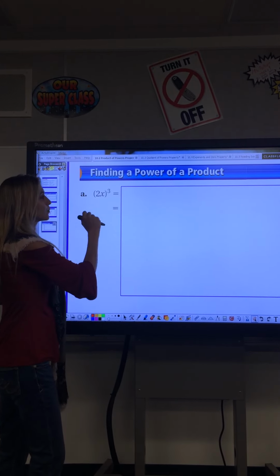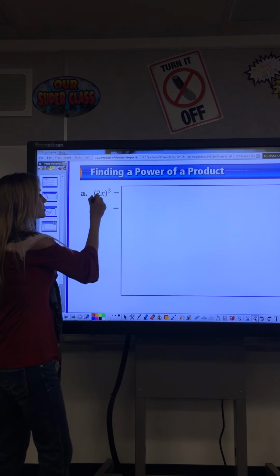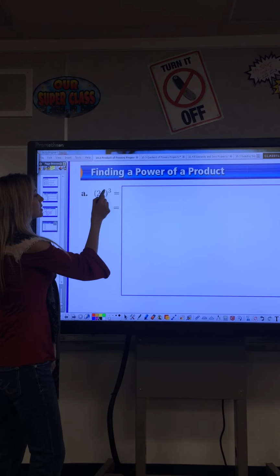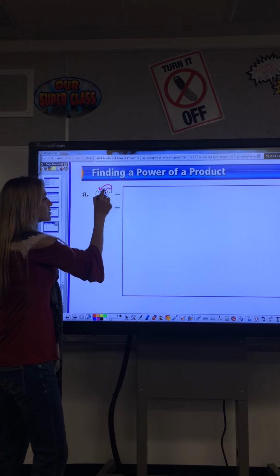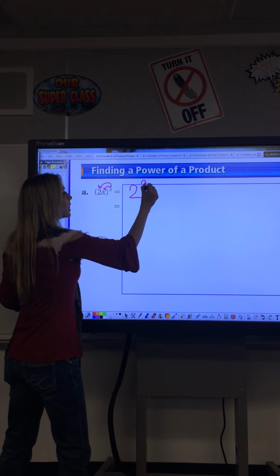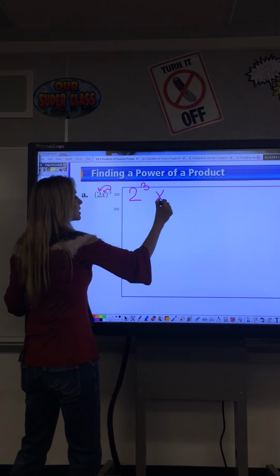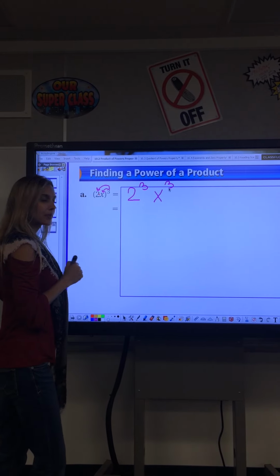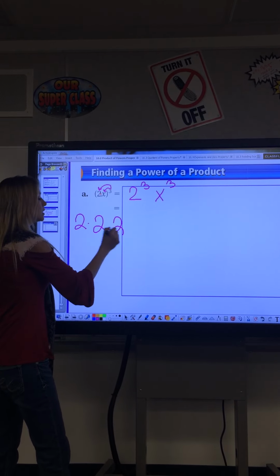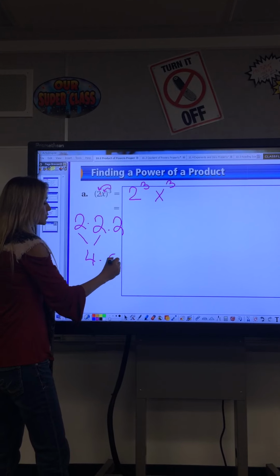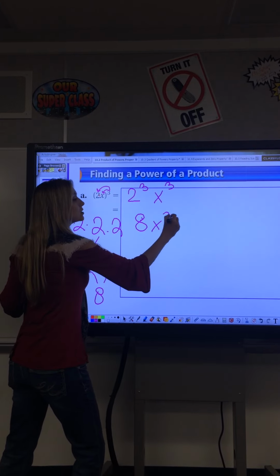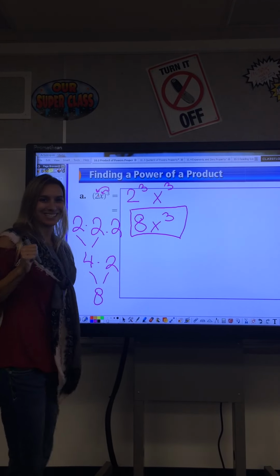So finding powers of a product. Product means multiply, right? So there's a multiplication between the 2 and the x. And if you look, there's an exponent. The exponent is applying to the 2 as well as to the x. So really what I have is 2 raised to the 3rd power times x raised to the 3rd power. What is 2 to the 3rd power? Well, that is 2 times 2 times 2. 2 times 2 is 4, times 2, which equals 8. So I have 8 times x to the 3rd power, and there is my answer. Sounds good?